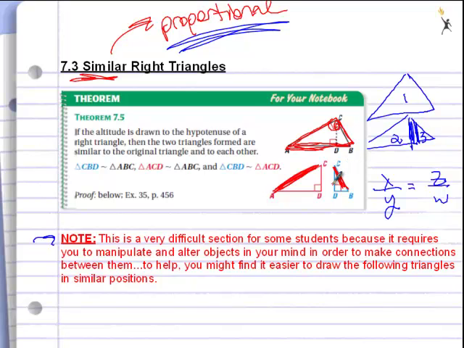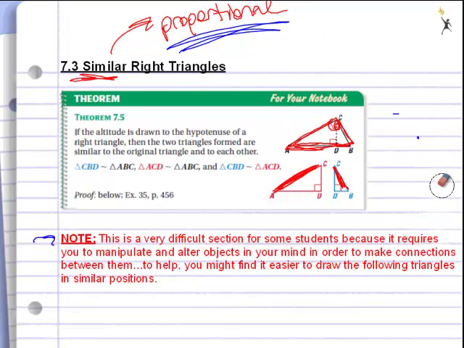So one of the best ways, and I'll tell you this for the next day or two, as long as it takes us to get through this section, I'll constantly tell you to be redrawing these triangles so that they are in similar positions. And when I say similar positions, I mean this. Take your original triangle, and if it's drawn like this, with the hypotenuse going down, then redraw the other two with the hypotenuse going down so that all three are in the same position.